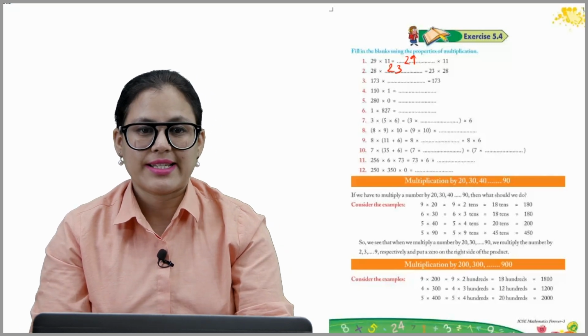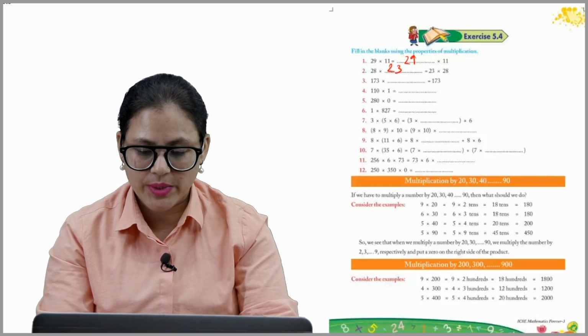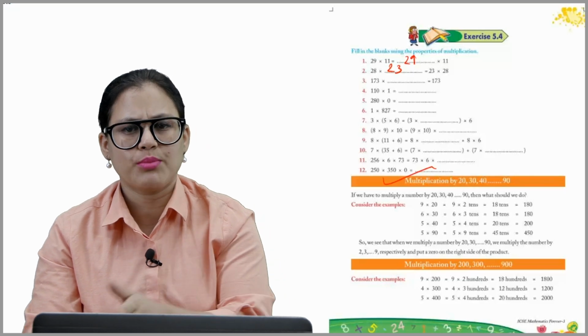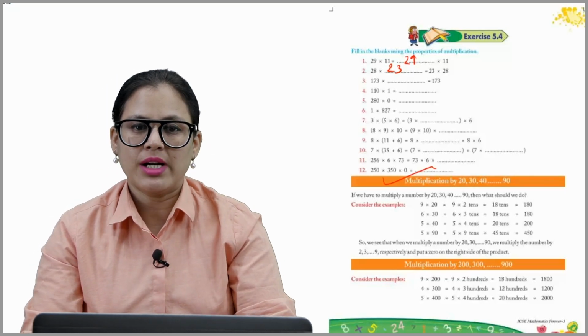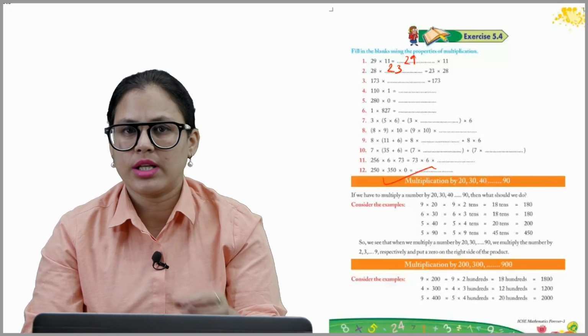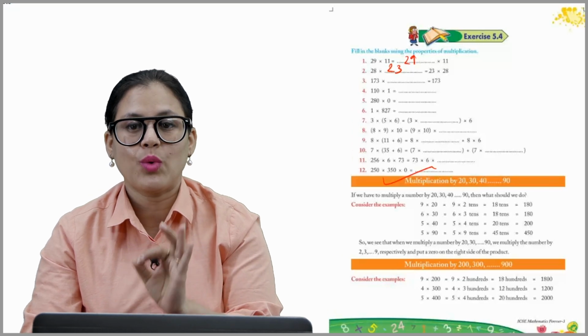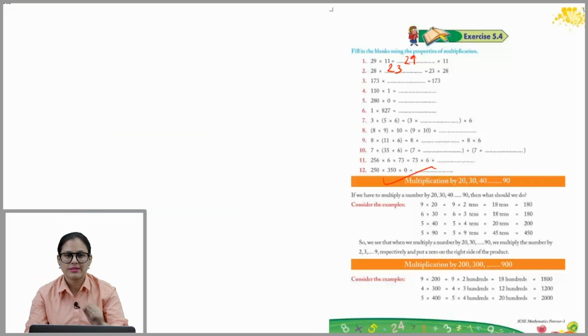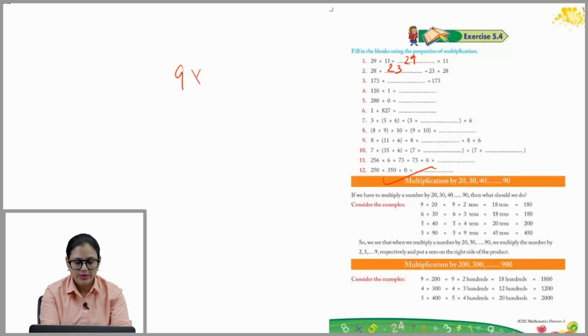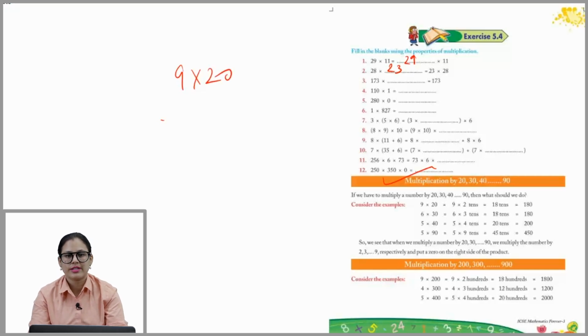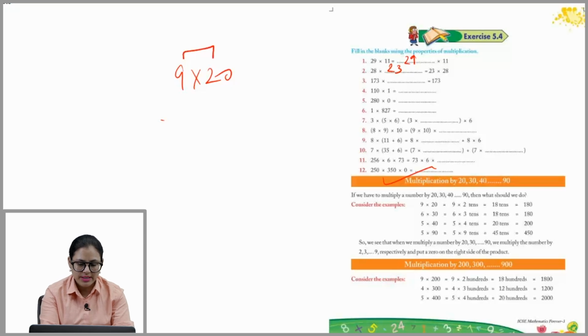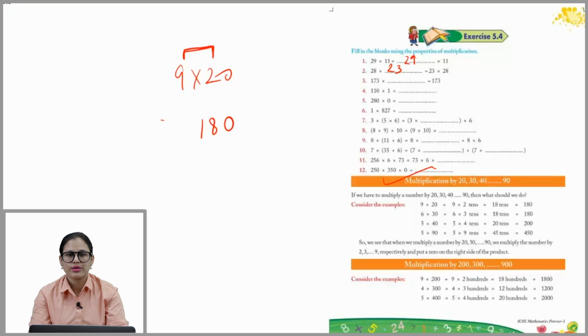Next, multiplication by 20, 30, 40 up to 90. If we have to multiply a number by 20, 30, 40, 50, 60 up to 90, then what should we do? Consider the example. 9 into 20. This is what? 9 into 2 tens means 18 tens, or you can write 180. Or simply what you can do is just multiply these two numbers. 9 into 2 is 18 and put 1 zero to the right of this number.